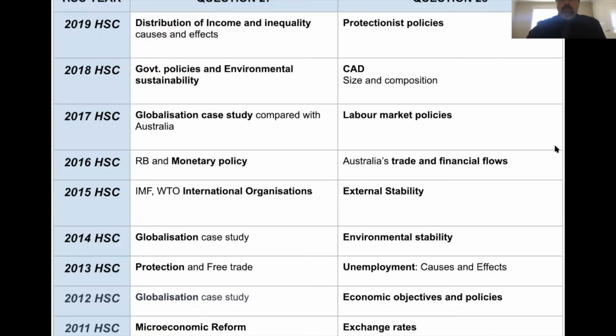Again, I've constructed a table for you to look at, that you can use in your preparation. One of the things you can do is to overlay 25, 26, 27, 28, and look across the 4 alternative extended response questions that have been asked in the different years. I've just highlighted the topics again.